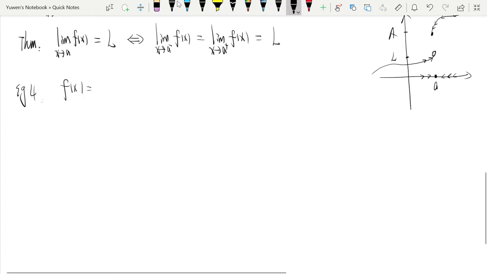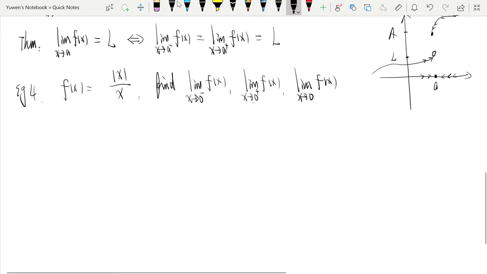Example four. If f(x) equals the absolute value of x over x, how do we find the left-hand limit and the right-hand limit at x equals 0?